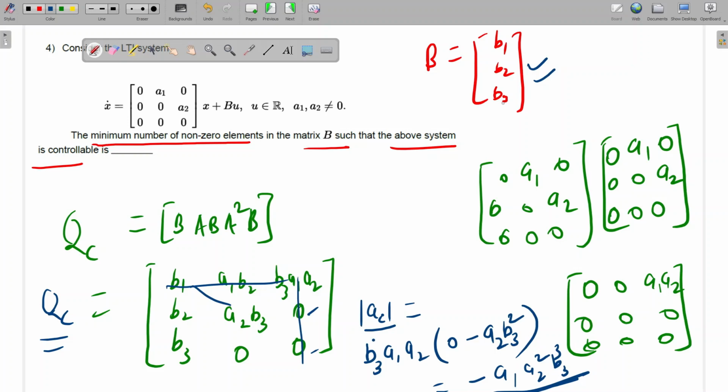So if only one non-zero element will be there, this will be 0 also. So minimum one should be non-zero, then only our determinant will be non-zero. If two will be non-zero also, then also it is okay. But minimum number of non-zero elements is how many? One, only B3. So the minimum number of non-zero elements in the matrix B is 1. Answer will be 1.